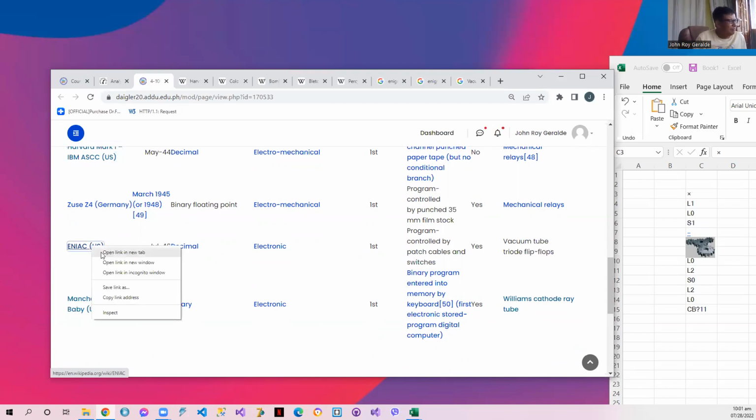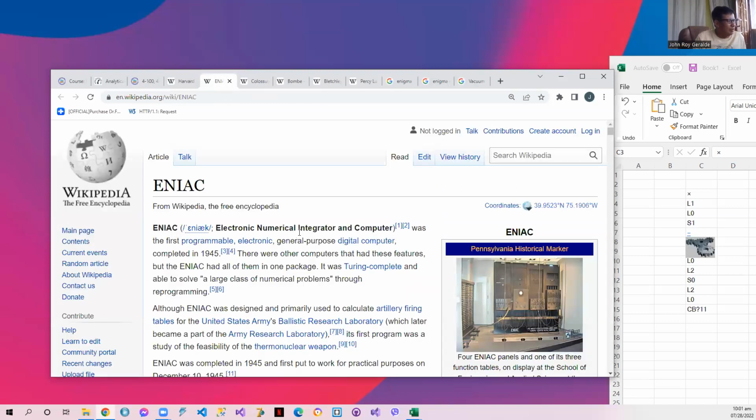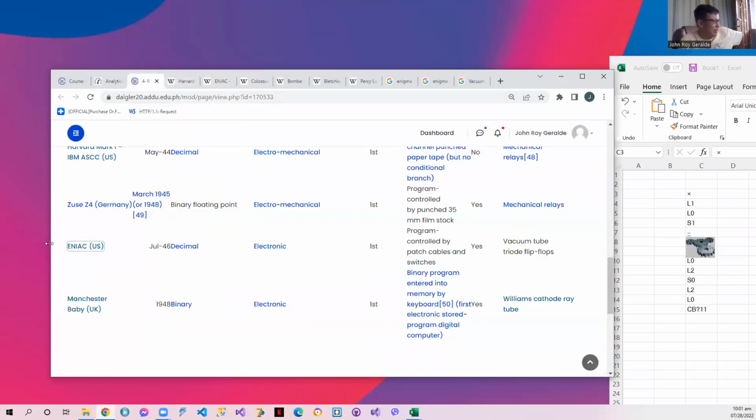Is that correct? Electronic Numerical Integrator and Computer. So the A is missing, but there should be accumulator because the main component of the ENIAC is its accumulator. Do you follow? Now, this is also another jargon added during the time, the term accumulator.